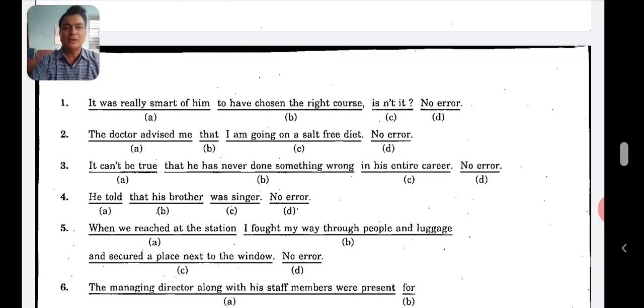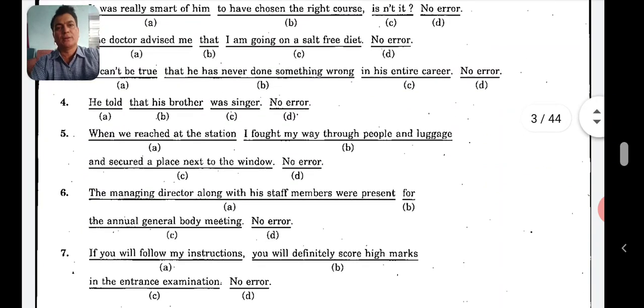Now here the error is in A. When we reach the station, at is inappropriate there. So the preposition at should not be used there. So the sentence should be, when we reach the station, I fought my way through people and luggage and secured a place next to the window. Let's go to the sixth one now.